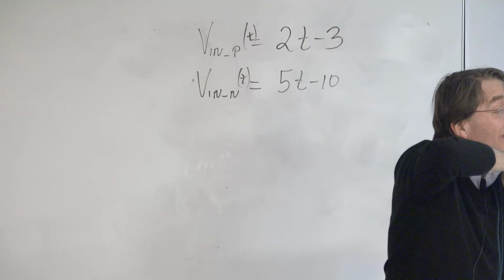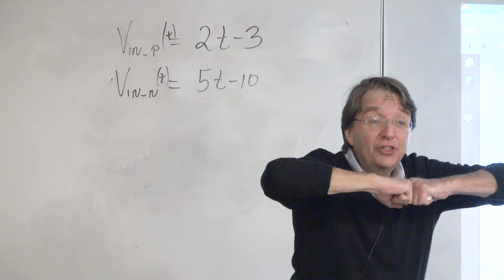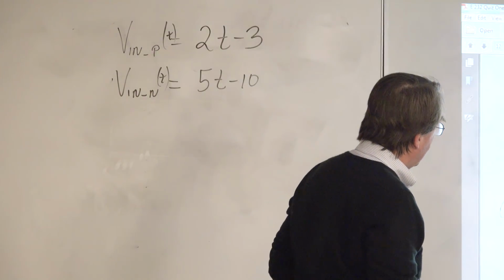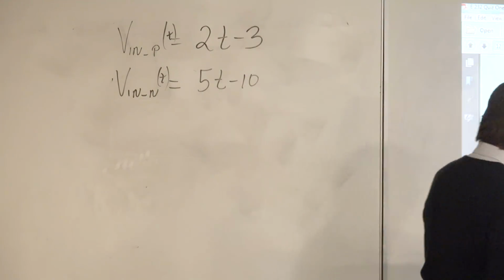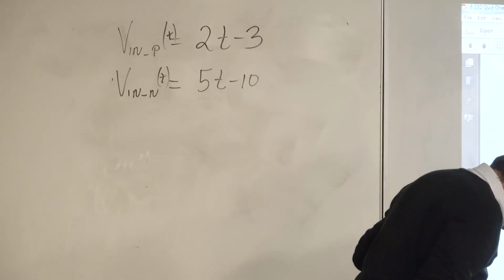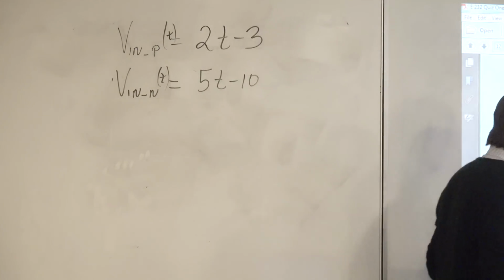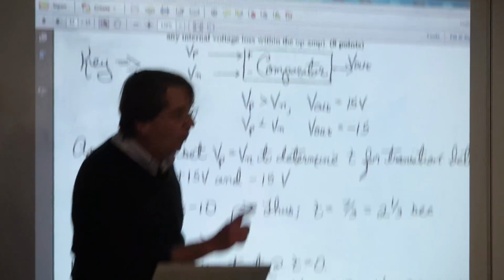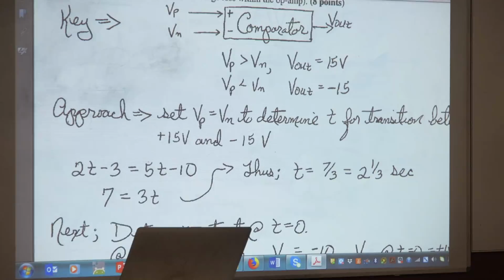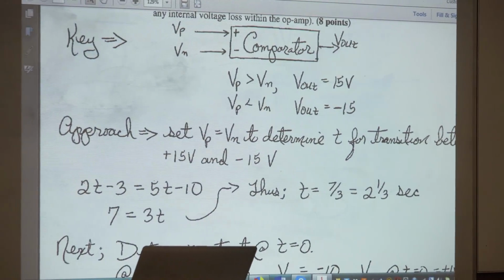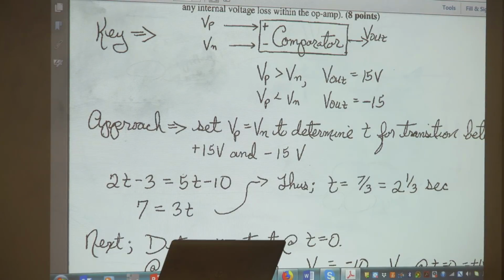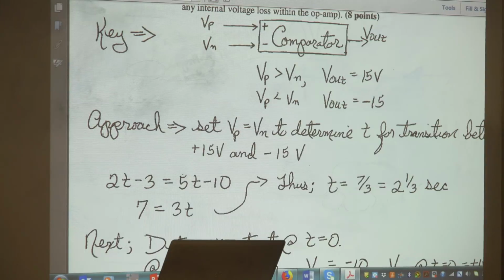Set the two equal to each other, and solve for t. Set them equal, and t is 2 1/3 seconds. So now, what happens at 2 1/3 seconds? I change from either positive or minus to the other one. Now, which is which? Do I start out positive? Do I start out negative? How do you determine that?